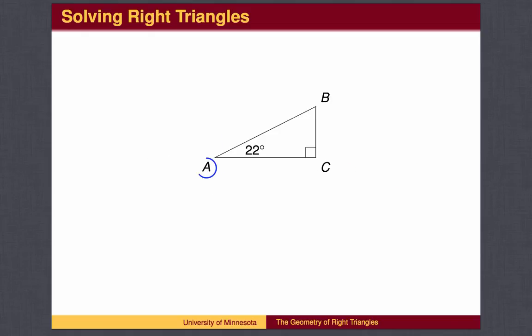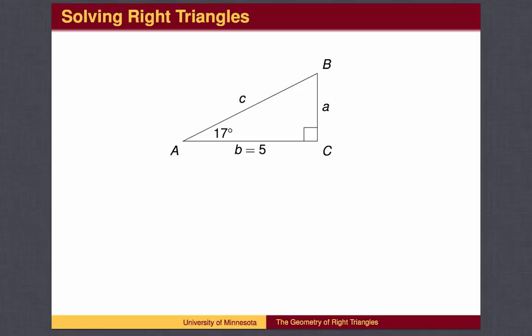Given the measure of angle A in a right triangle, we then know the measure of angle B, since the three angles of a triangle add to 180 degrees. For example, if angle A is 22 degrees, then angle B will be 68 degrees. We will find the exact value for sine, cosine, and tangent for a few specific angles in a later lesson. For the time being, we will use a calculator to find the sine, cosine, and tangent values for all angles.